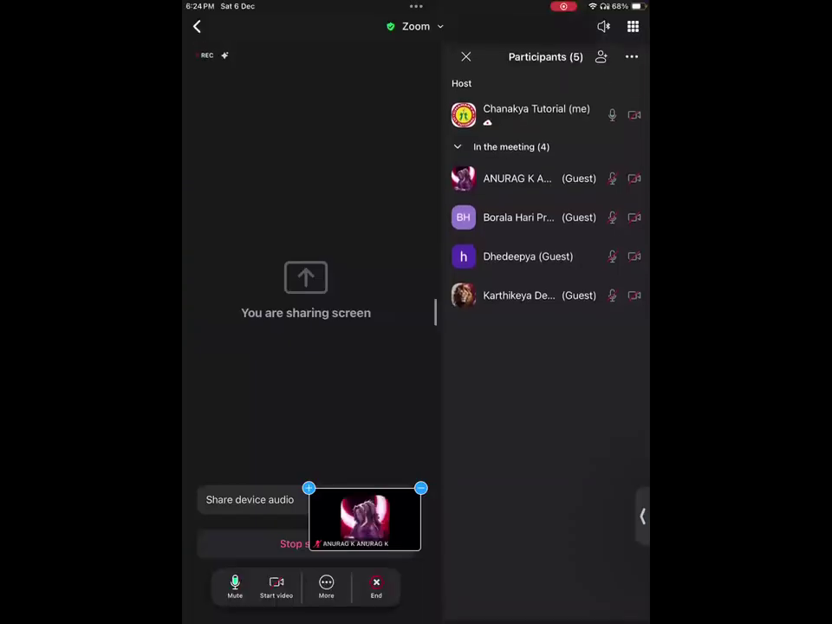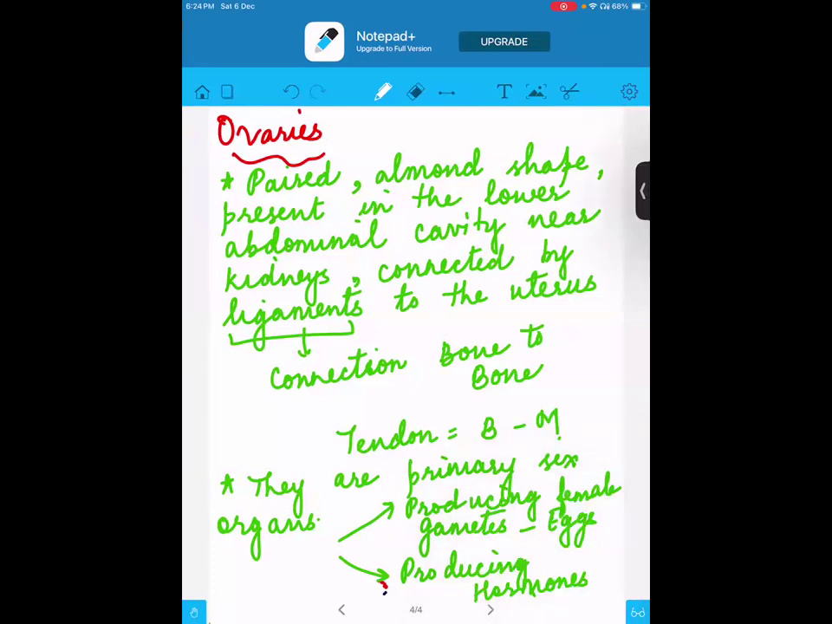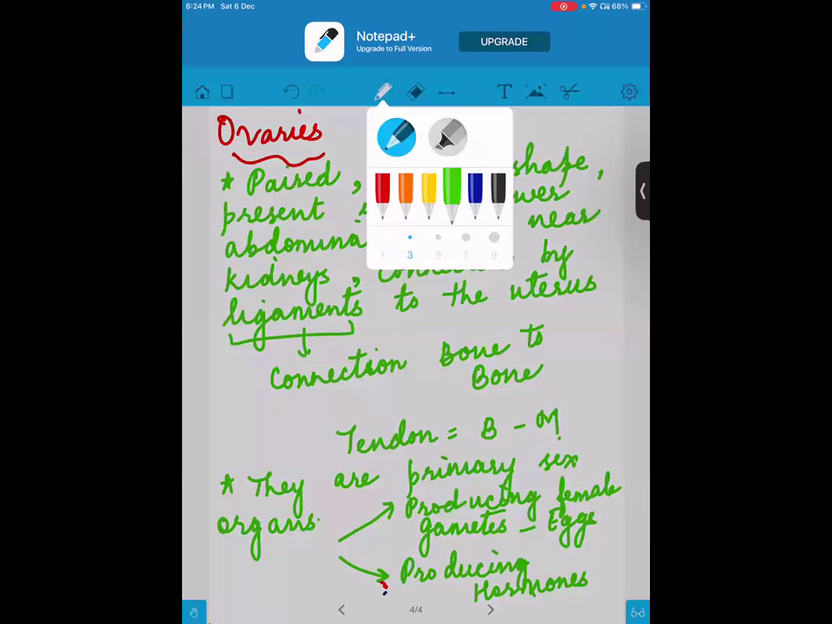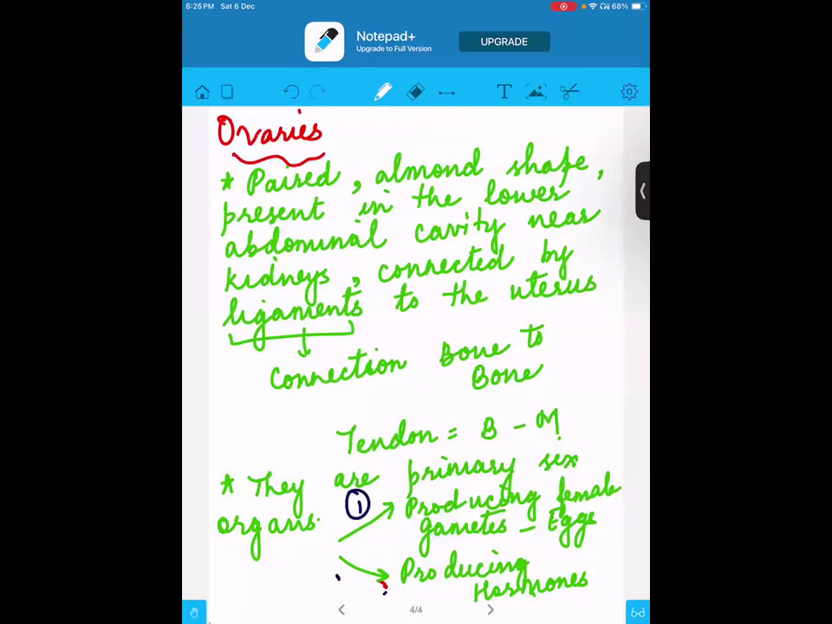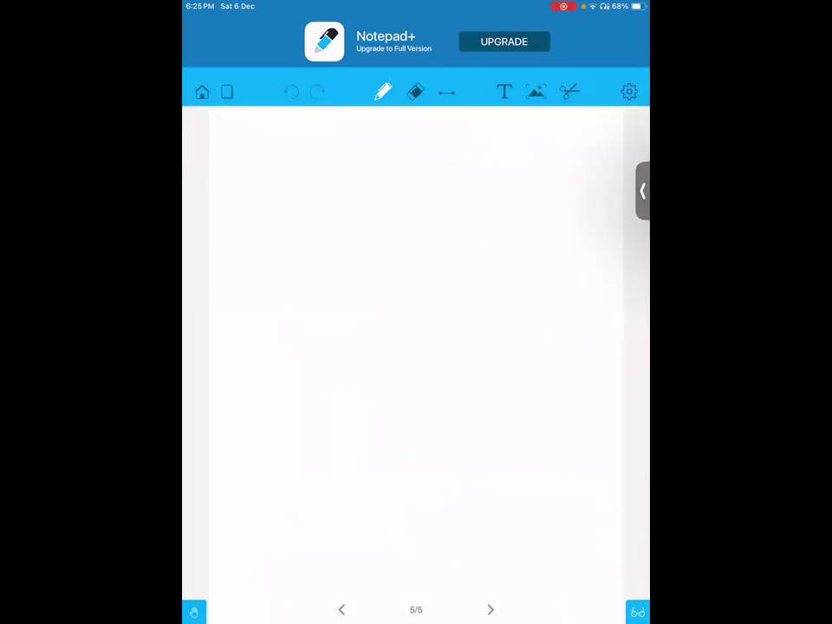In the board examination, they do ask about it: write the two functions of the primary sex organs, the ovaries. The first function is that they produce the female gamete, which is the egg, and the second is that they produce hormones. The hormones are of two types, estrogen and progesterone. So two hormones will be produced in the female body, estrogen and progesterone.